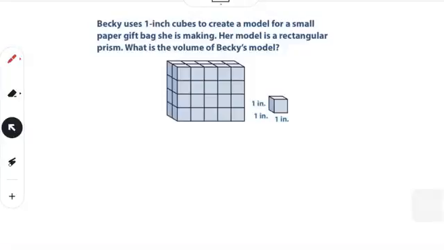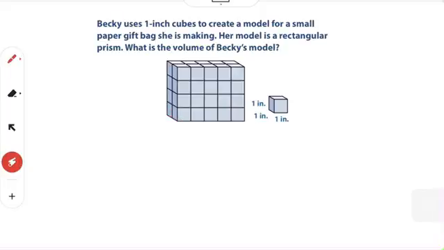Let's look at this example. Becky uses 1-inch cubes to create a model for a small paper gift bag she is making. Her model is a rectangular prism. What is the volume of Becky's model? Of course, one way we could do this would be by simply counting these. We see that there's 5 across, 4 this way, and 2 this way. So that means 5 across times 4 is 20 times 2, because it's 2 deep, would be 40 cubic units.